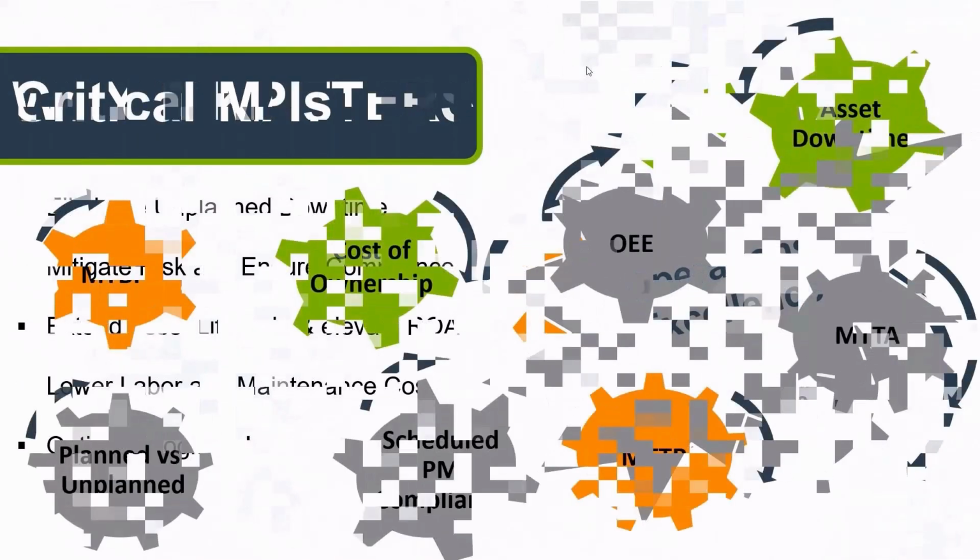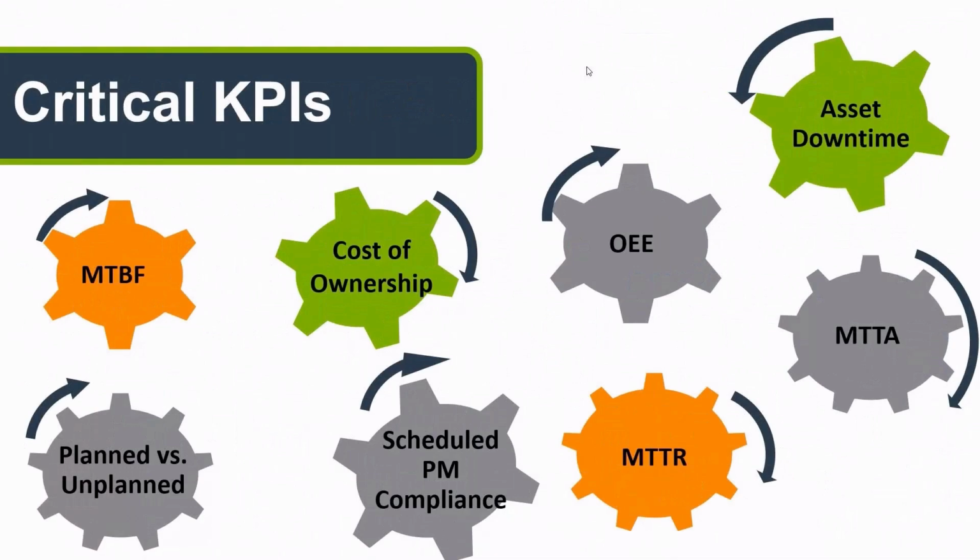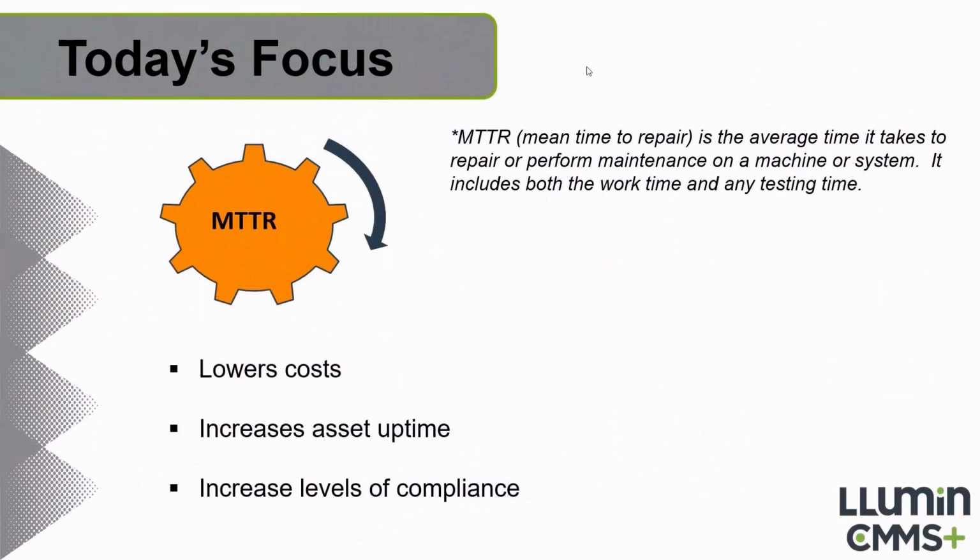So these are the KPIs that we get measured on. These are the KPIs that our customers get measured on. I'm sure you guys are familiar with them. So these are some of the top metrics that matter to folks that are managing assets and performance, and obviously maintenance departments. But today we're going to hone in on one in particular. Obviously, that's the title of the webinar. We're going to look at ways in which we can actually minimize or shrink the mean time to repair metric.